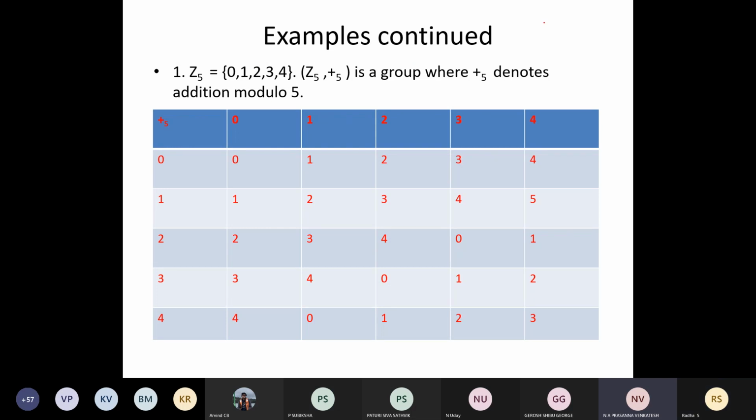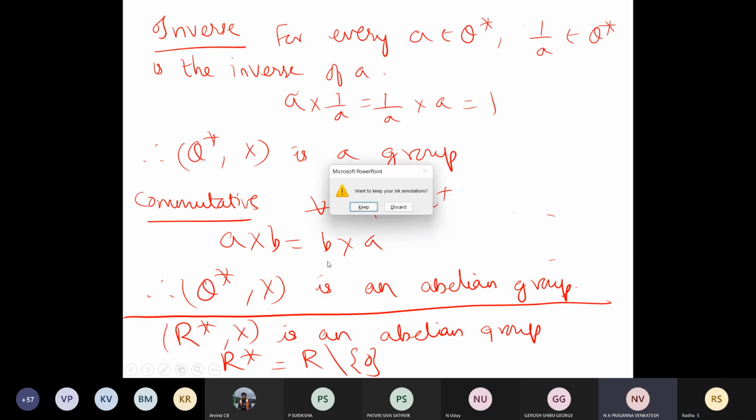See for Z3 under addition modulo 3, for closure, how many pairs we took? 9 pairs, right? But if you go for Z5, you need 25 pairs. So to avoid that, you can form a table like this. This is called a Cayley table. Cayley is a mathematician. What you can do is, I write all the elements here. Column headings 0, 1, 2, 3, 4. Here also I'm writing, and this is the operation. I'll form a table and show it to you.